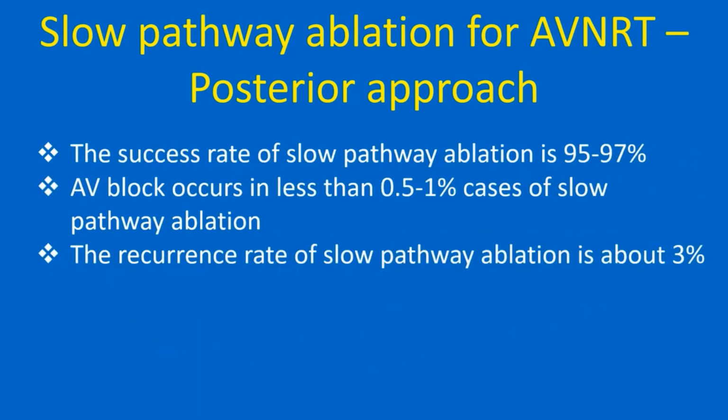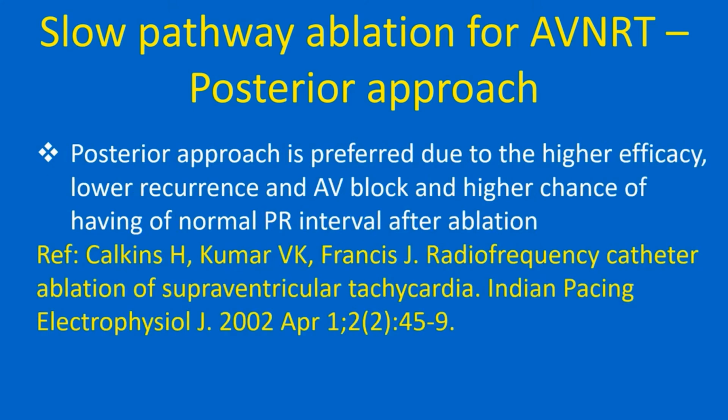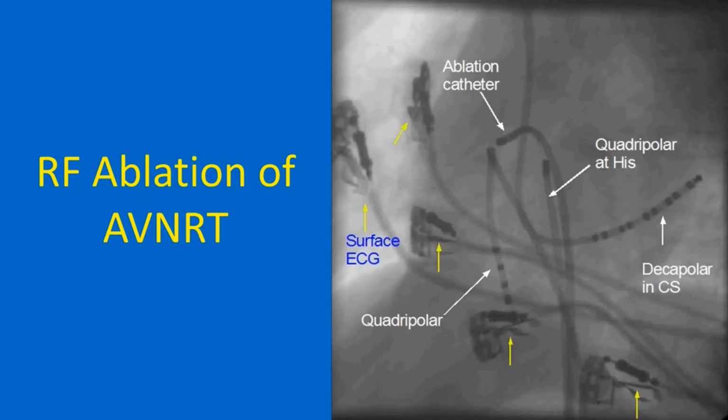The success rate of slow pathway ablation is 95 to 97%. AV block occurs in less than 0.5 to 1% of cases of slow pathway ablation. The recurrence rate of slow pathway ablation is about 3%. The posterior approach is preferred due to the higher efficacy, lower recurrence and AV block, and higher chance of having a normal PR interval after ablation.